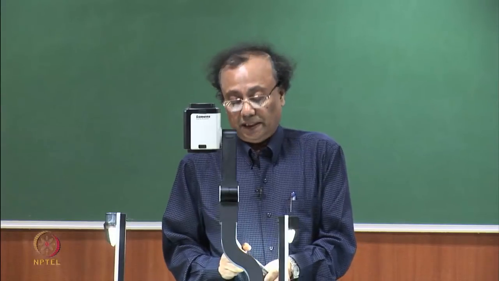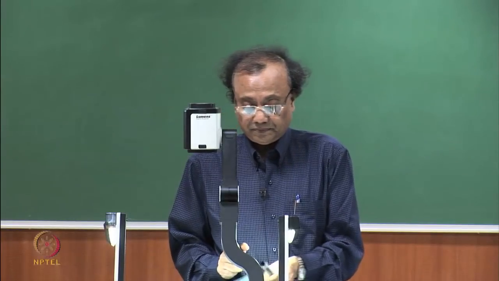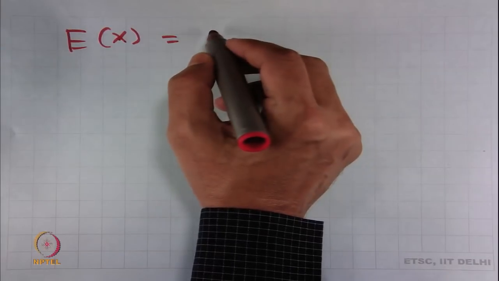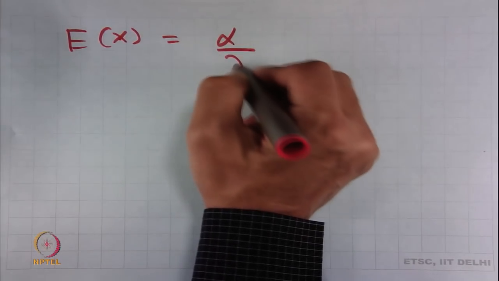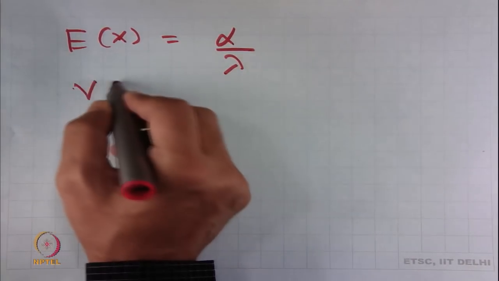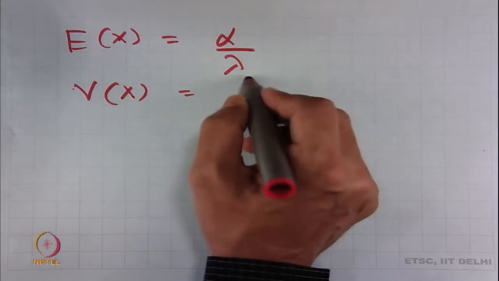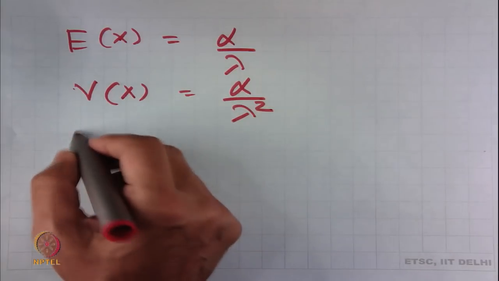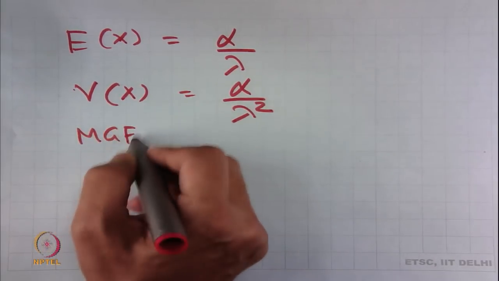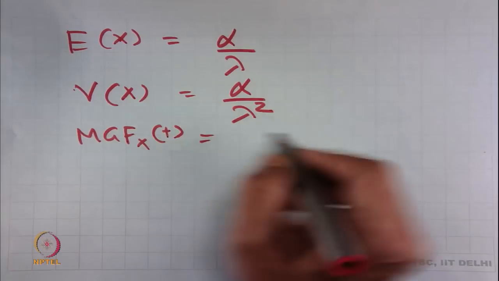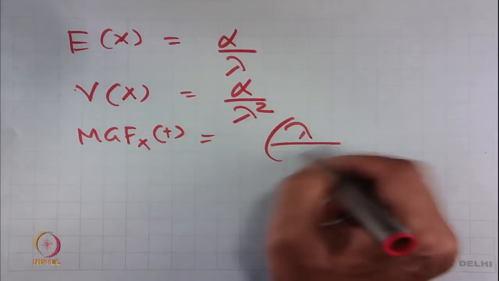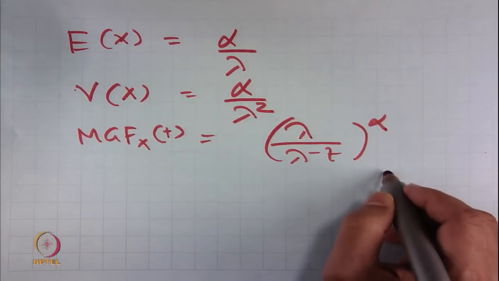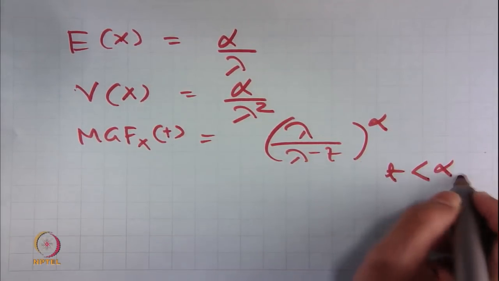So, what are the mean and variance? Expectation of x is equal to alpha upon lambda, variance of x is equal to alpha upon lambda square, and moment generating function of x at t is equal to lambda upon lambda minus t whole to the power alpha, where t is less than lambda.